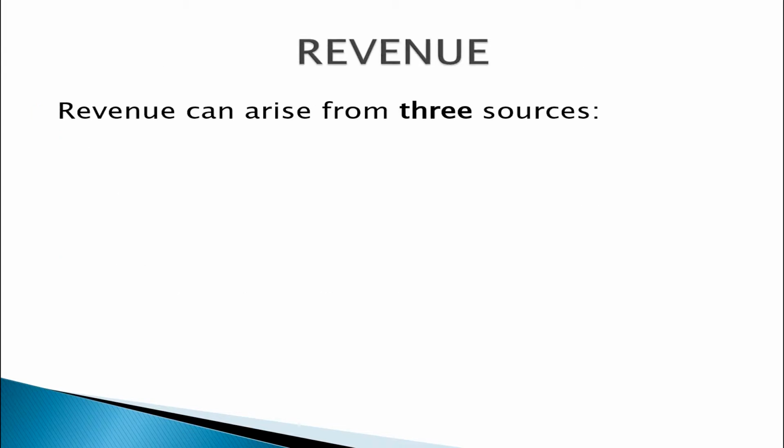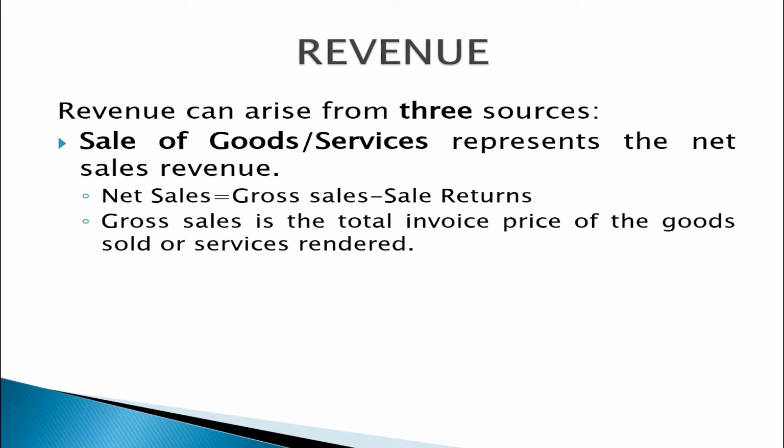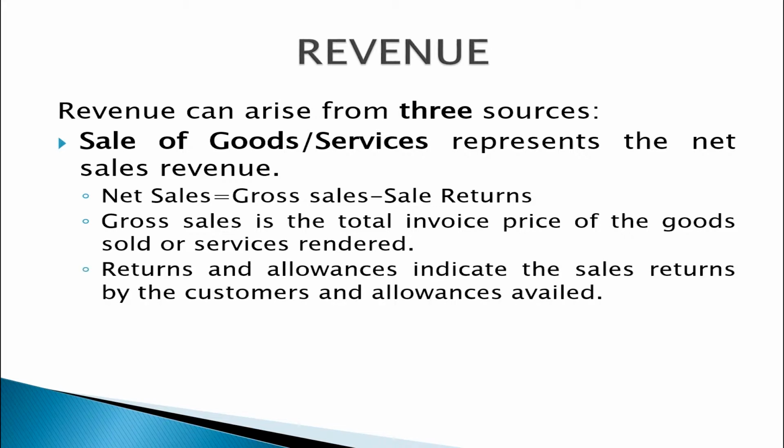It is the difference between revenues and expenses. So, from where does revenue come? Revenue can arise from three main sources. First one is sales of goods and services, which represents the net sales revenue. Now, net sales is equal to gross sales minus sales returns. Gross sales is the total invoice price of the goods sold or services rendered. Returns and allowances indicate the sales returns by the customers and allowances availed.